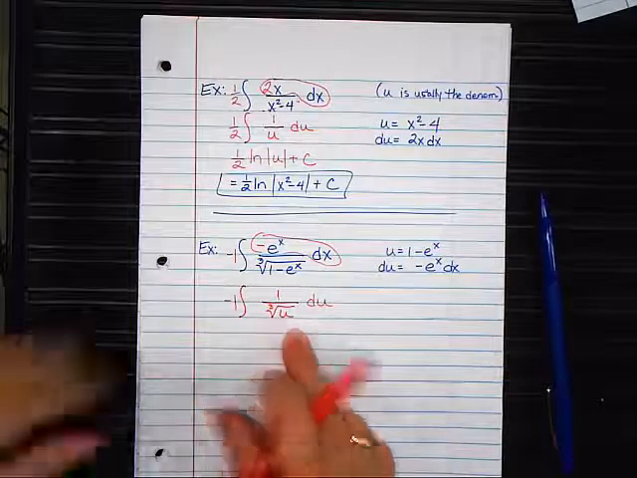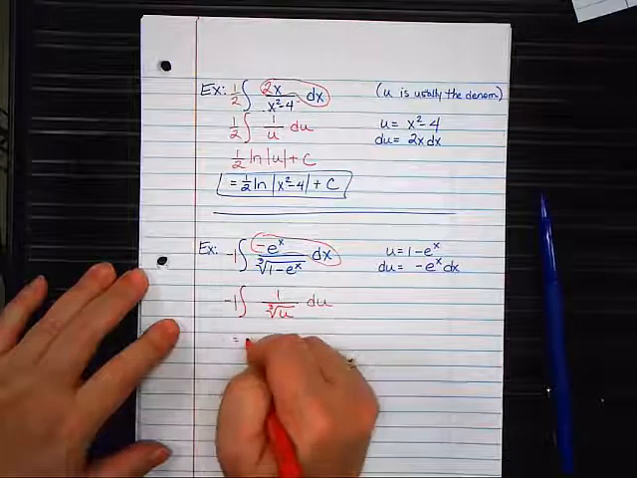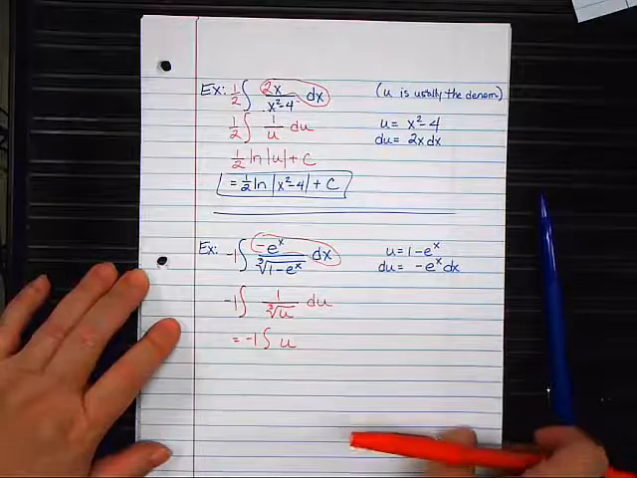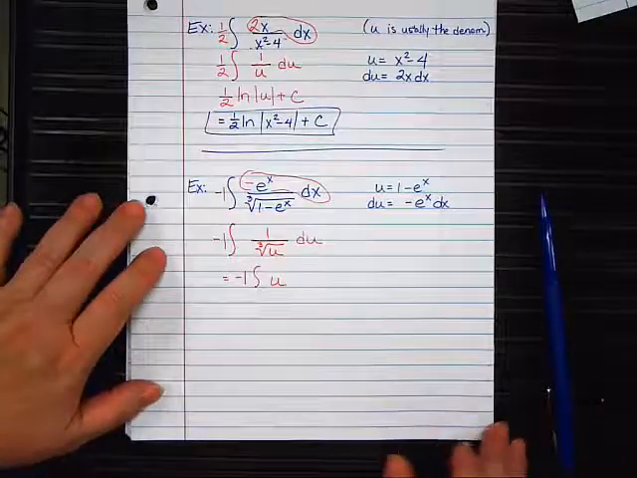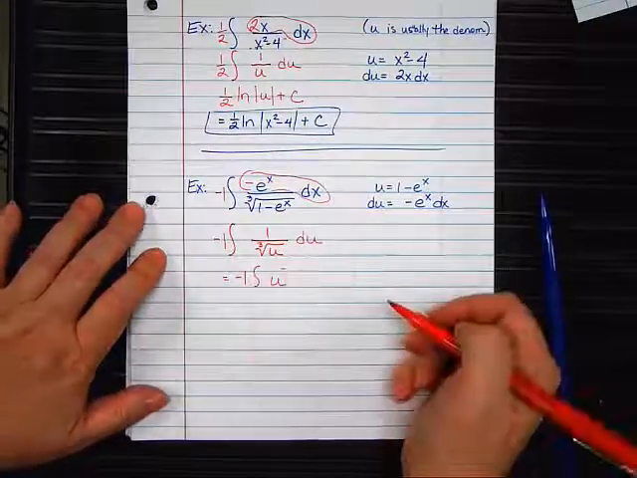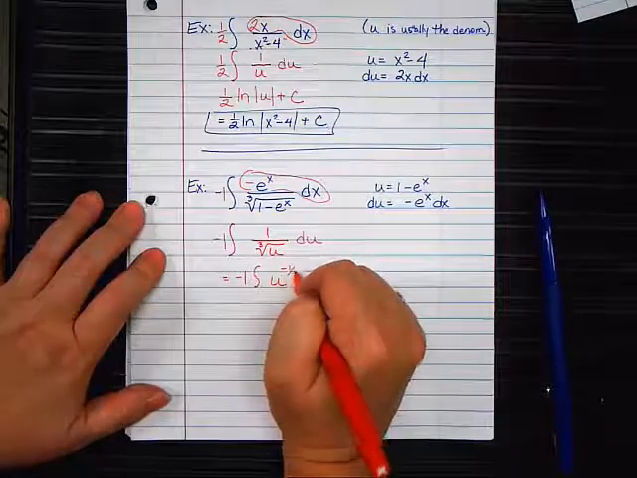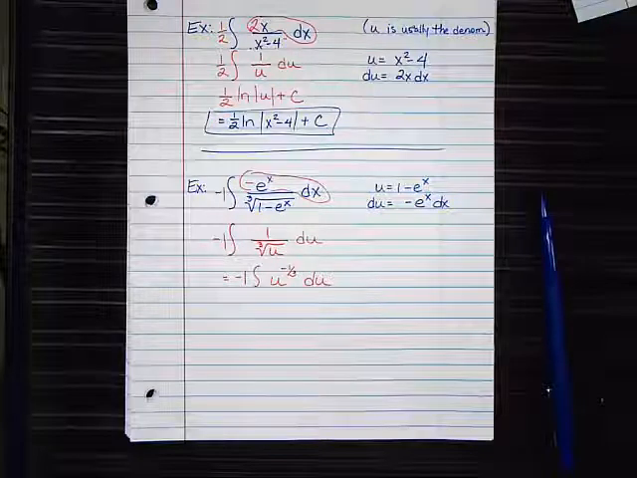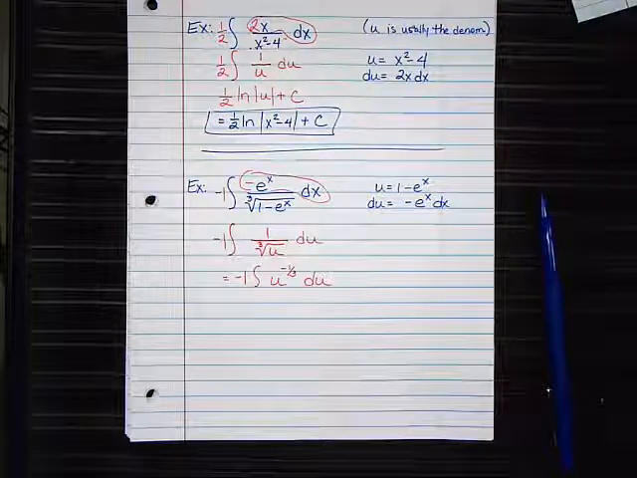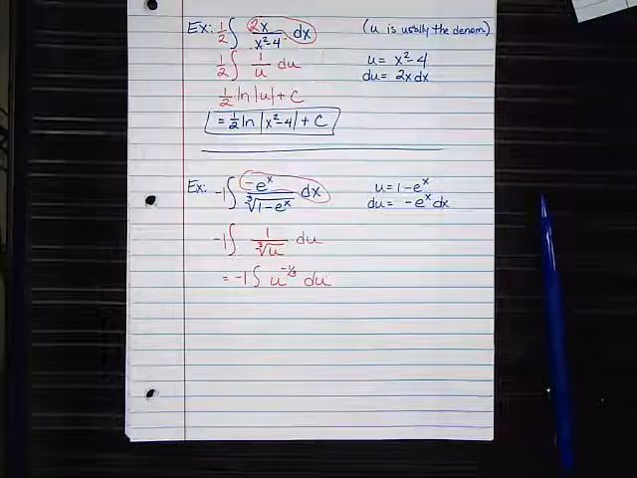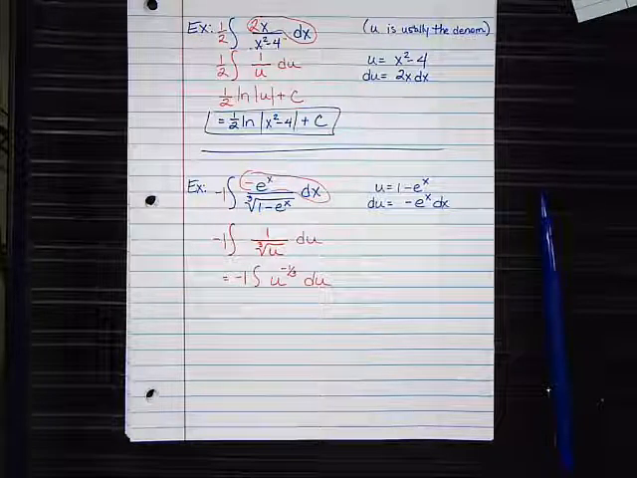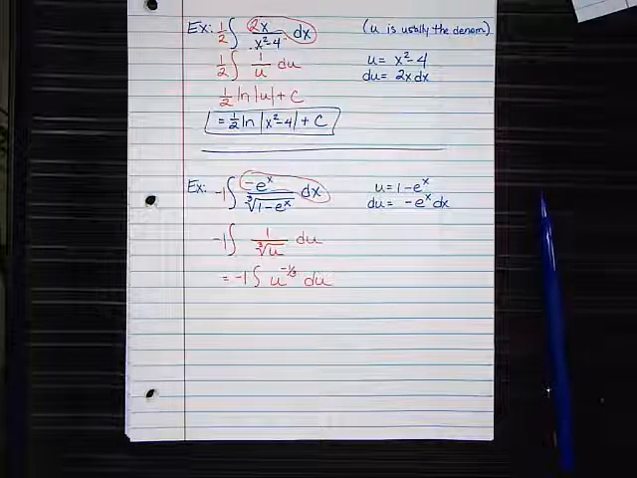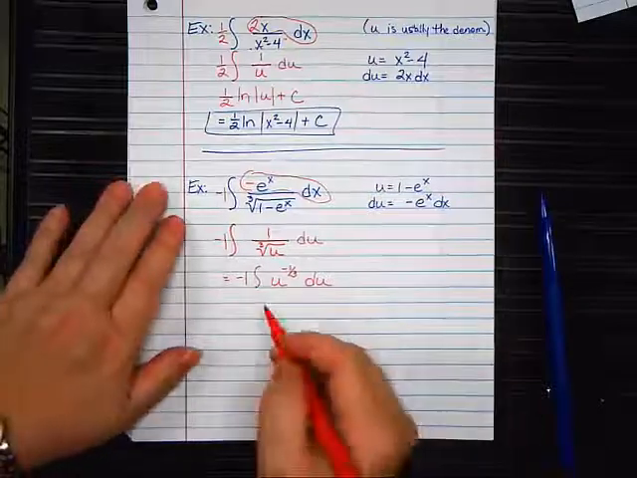So what I have to do in order to work this problem is write it as negative 1 integral of u to what power? Negative 1/3, it's negative because it's on the bottom, du. Okay. Who can explain why I haven't taken the integral sign off yet? Because I am just rewriting the problem. I'm not integrating it yet. Okay? So now I'm ready to integrate it.